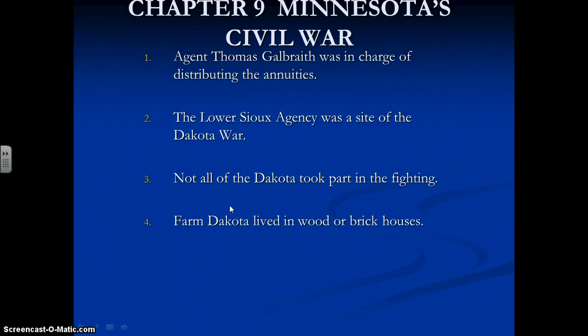Chapter 9, Minnesota's Civil War. And kids, this chapter is so important. I really want you to remember this your whole life. This is about the Dakota War of 1862.